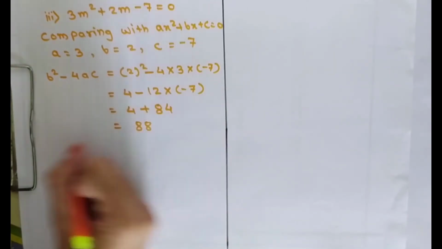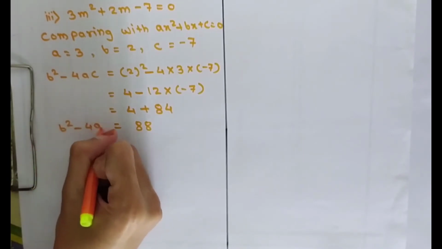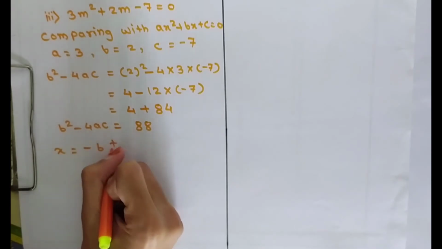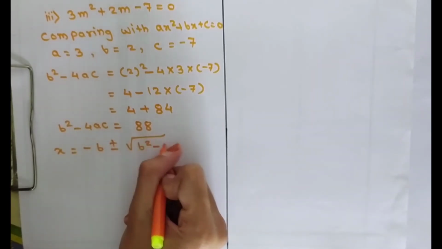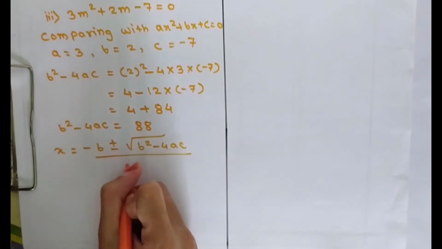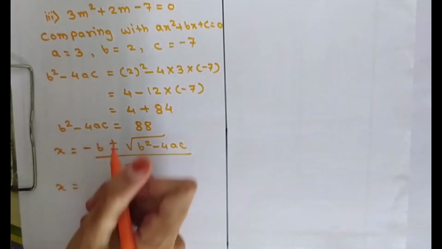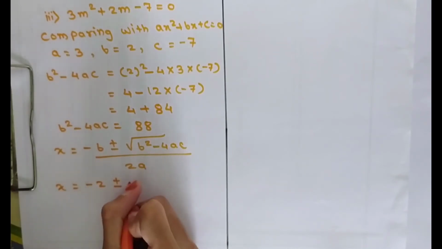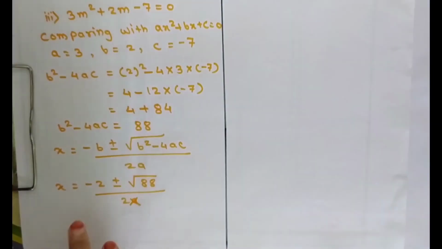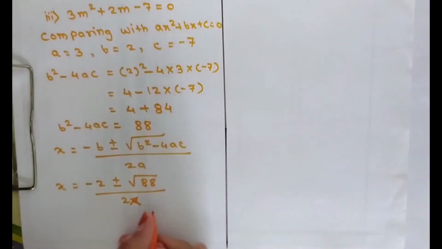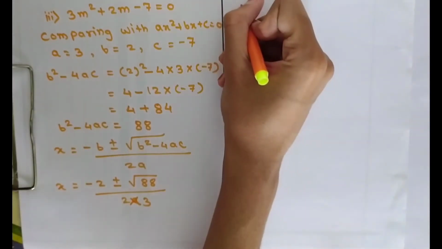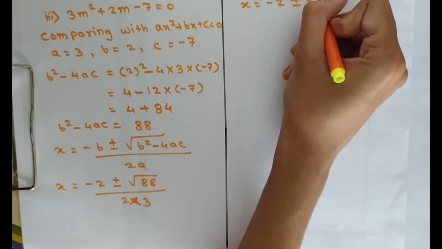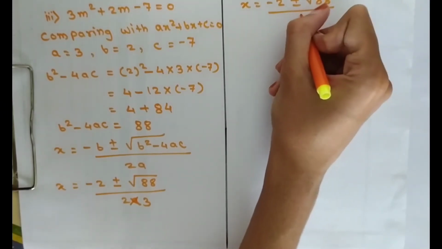So b square minus 4ac is 88. Now x is equal to minus b plus or minus root b square minus 4ac upon 2a. So x is equal to minus b, which is minus 2, plus or minus root 88 upon 2 multiplied by 3. So x is equal to minus 2 plus or minus root 88 upon 2 3s are 6.